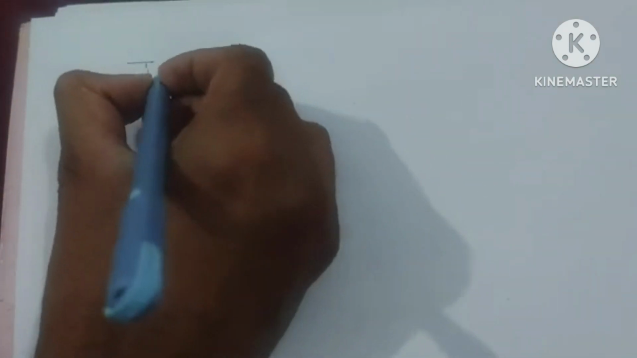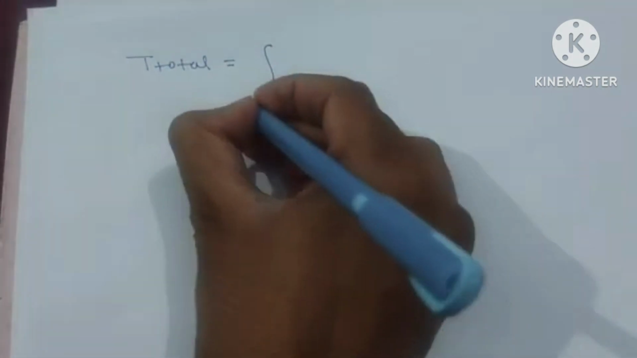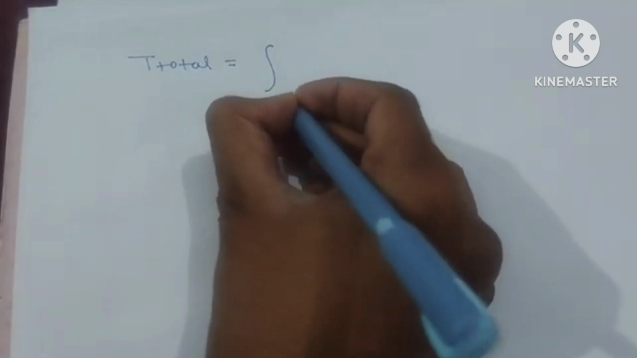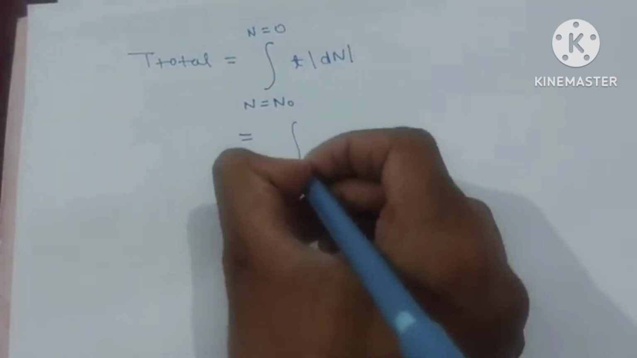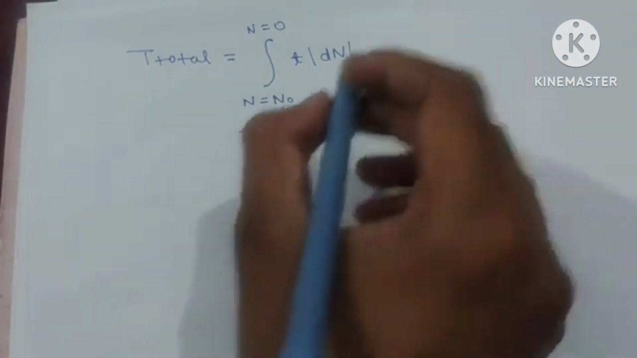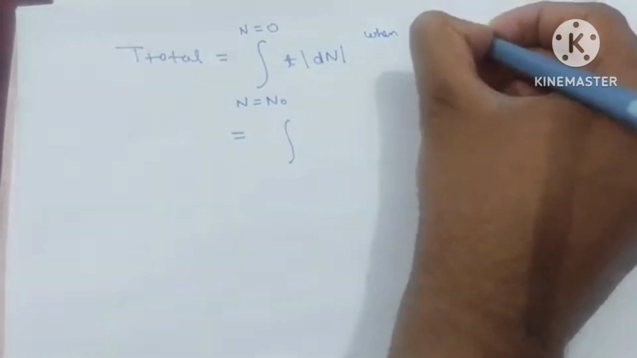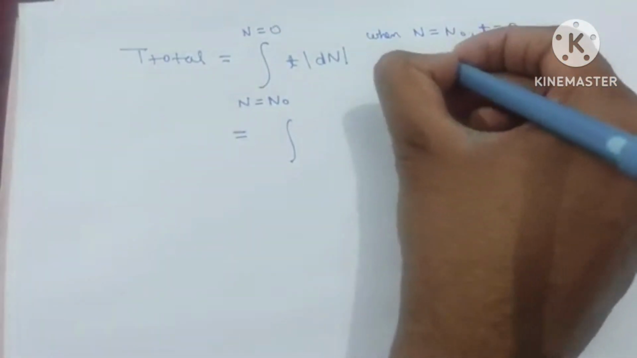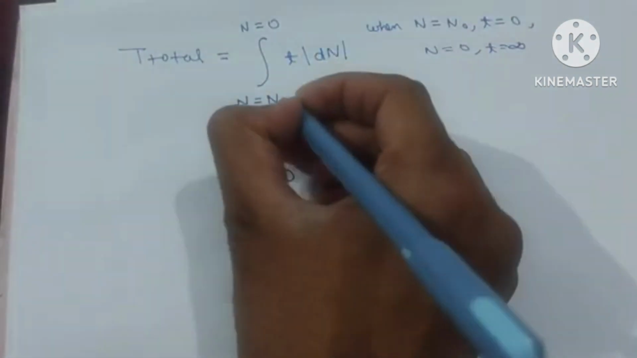So we are moving to the next page. How will we find T total? T total is equal to the integral of t dN, with N going from N naught to 0. Here, when N equals N naught, t is equal to 0, and when N equals 0, t equals infinity. So we're going to put this in.